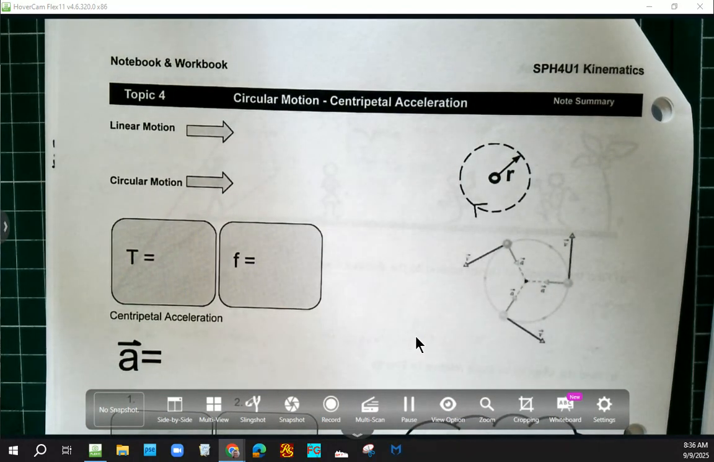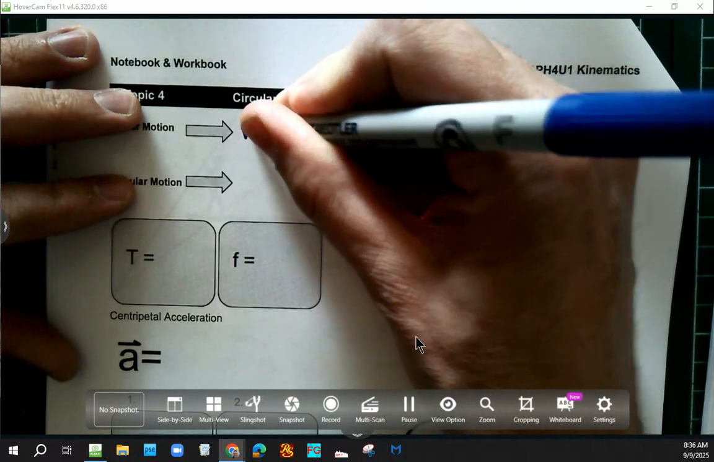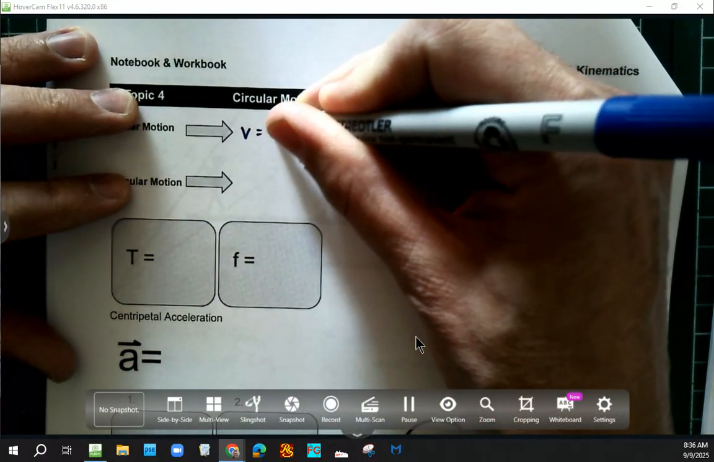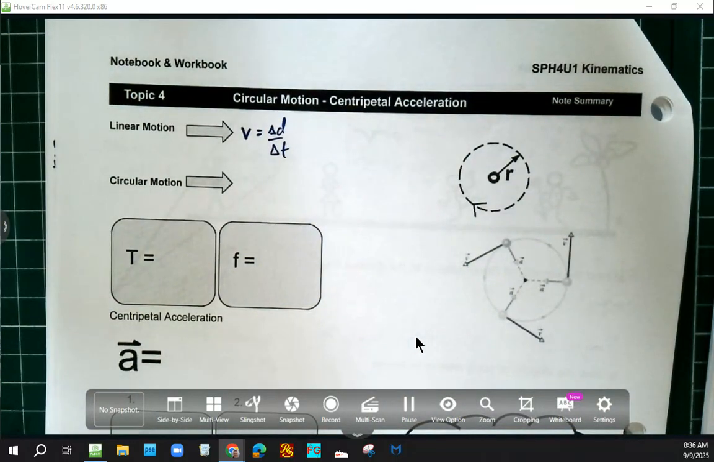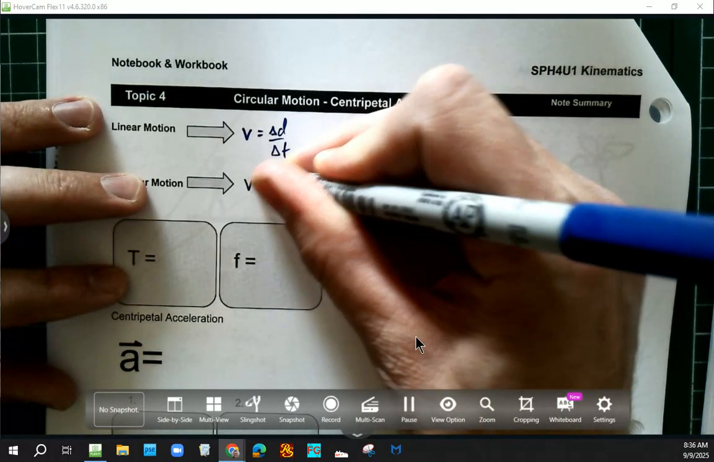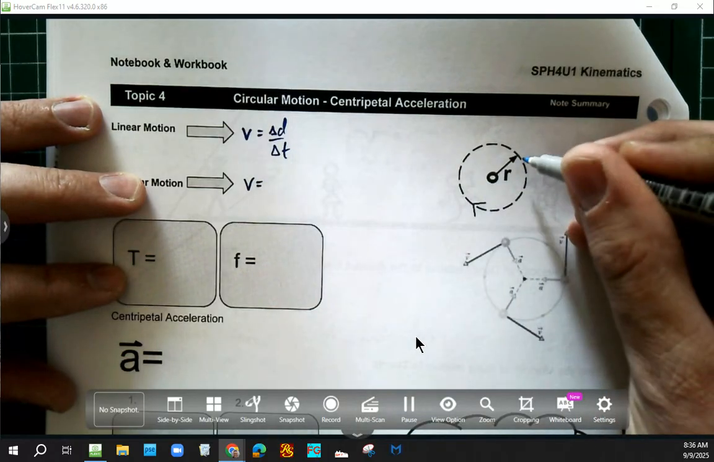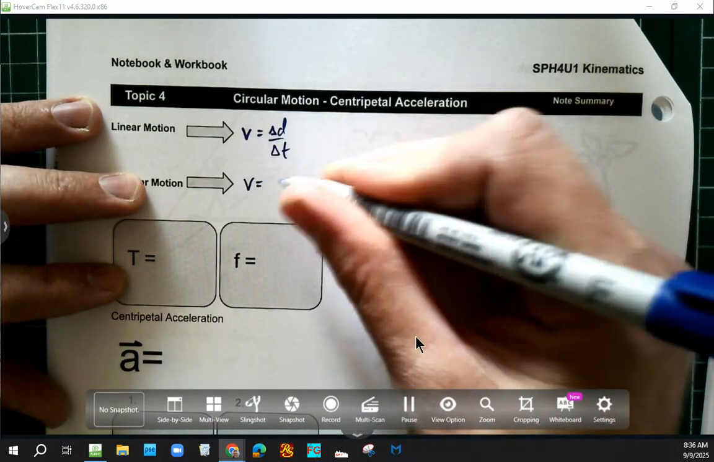There we go. Alright, so when we say linear motion, this default thing was probably the first equation that we saw in grade 11, which is delta D over delta T. And we can put arrows over top because it's a vector, but I think we're just going to hold ourselves back from that for a minute. With circular motion, the analog would be v equals, well, think about it. If I go from this point here and I go all the way around back to that same point again, that would be the circumference.